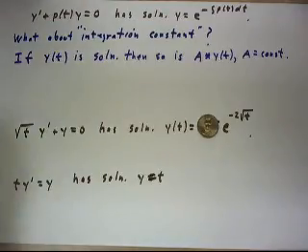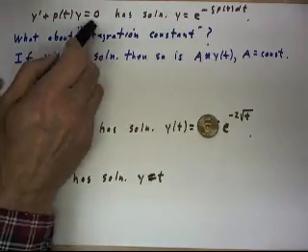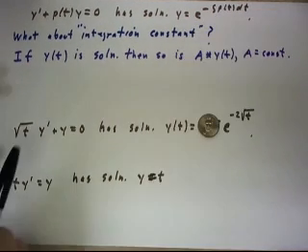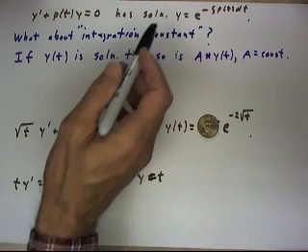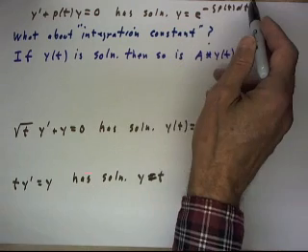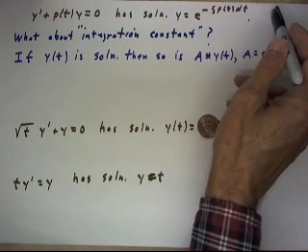Now the equation y prime plus p of t y equals 0 does have solution y equals e to the negative integral p of t dt. However, you notice that there's no integration constant. Would it be y equals e to the negative integral p of t dt plus c?